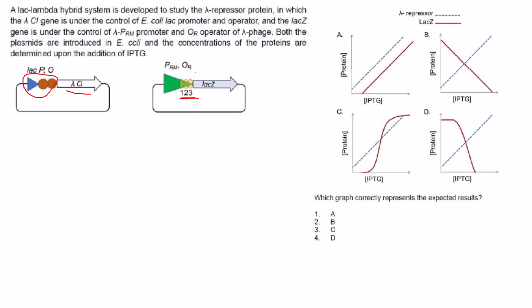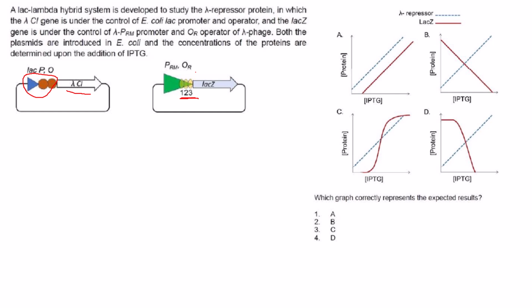Now in the OR operator, there is operator 1, operator 2 and operator 3. Both the plasmids are introduced in E. coli. So you took one single E. coli cell, introduced both the plasmids into it. And the concentrations of the proteins are determined upon addition of IPTG. So this is the graph that you get after plotting the concentration of protein against IPTG. So this is the protein lambda repressor and this is the lacZ protein.